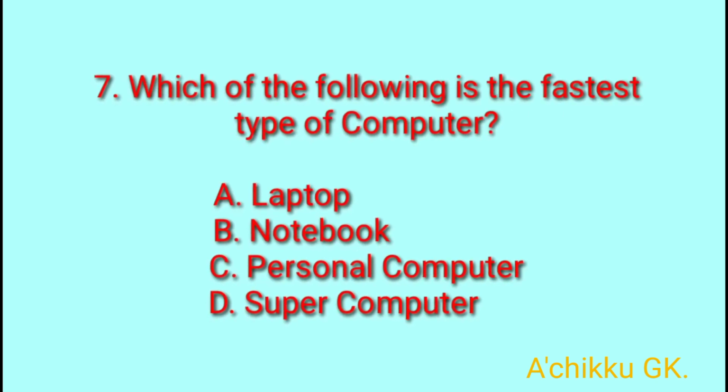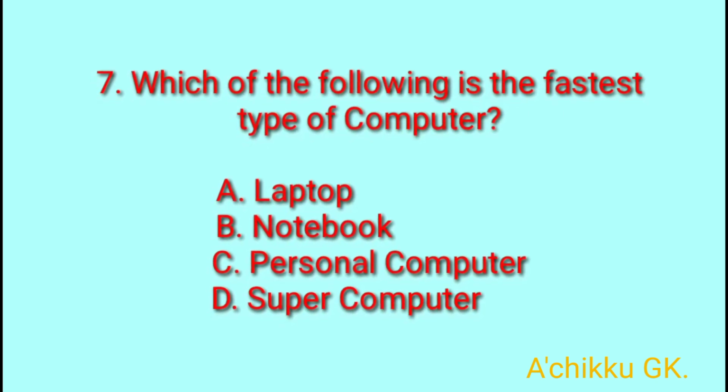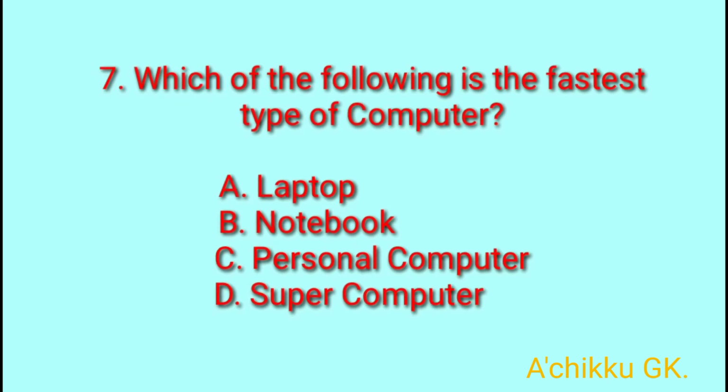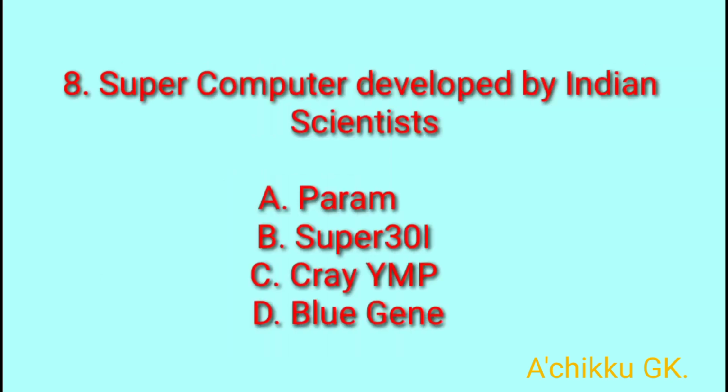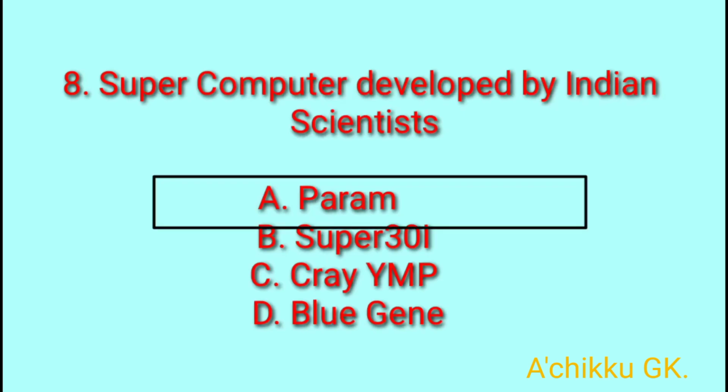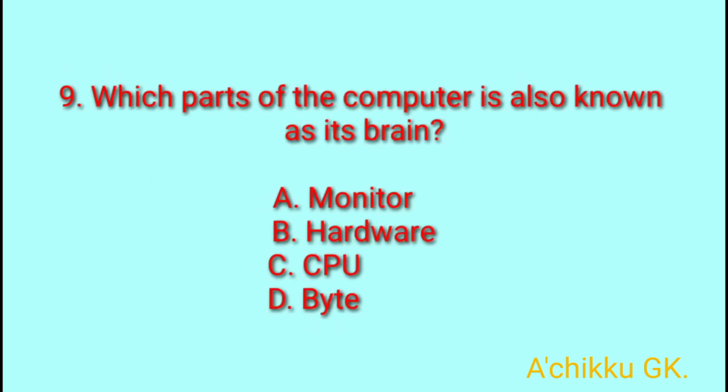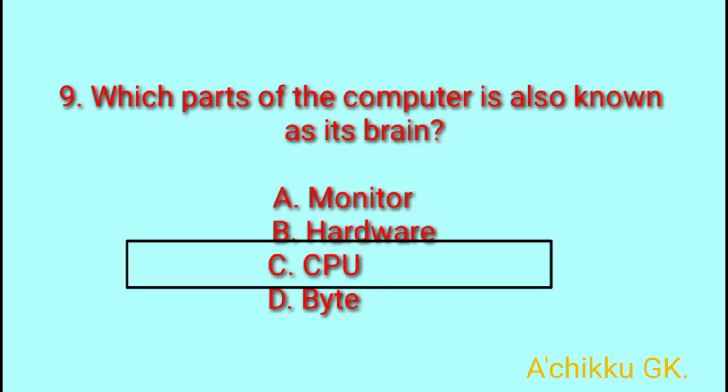Which of the following is the fastest type of computer? Right answer D. Supercomputer. Supercomputer developed by Indian scientists? Right answer A. Param. Which part of the computer is also known as its brain? Right answer C. CPU.